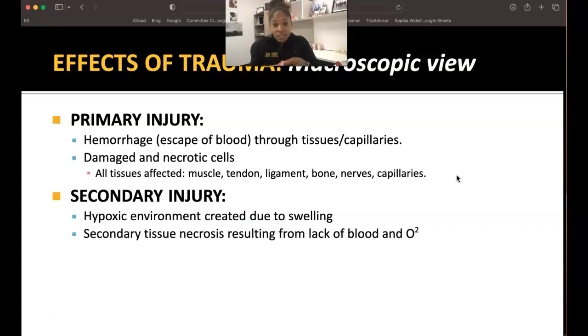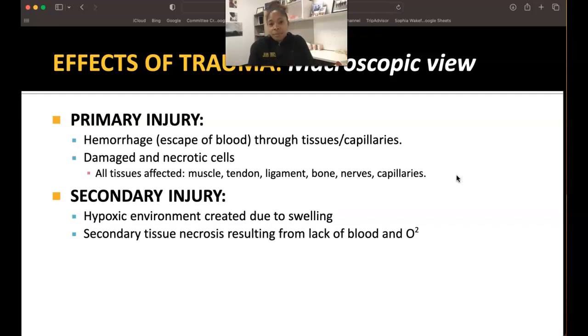This primary injury is most often represented by a hemorrhage or an influx, or an escape of blood through the tissues into the injured site. And then what we start to see is damaged cells, or cells that start to begin to die off after the actual injury, right? And those cells would be the muscle or the tendon or the ligament or the bone that's actually injured, right? That's the primary injury. We can't do anything about that. That happens the moment the injury occurs.